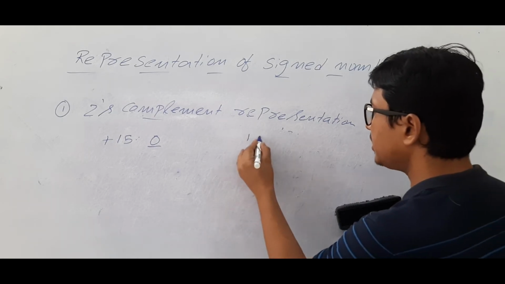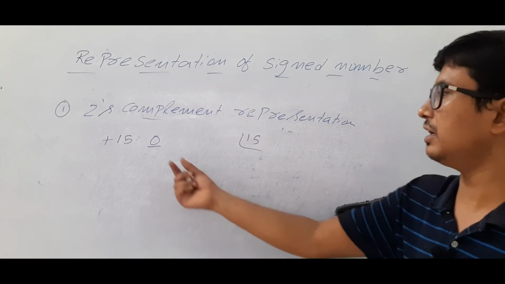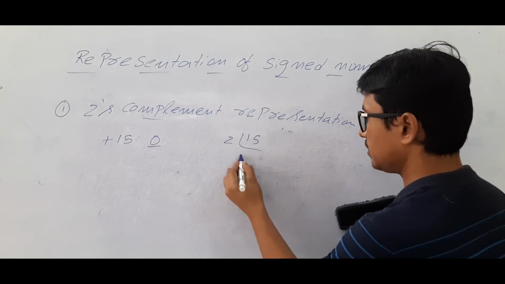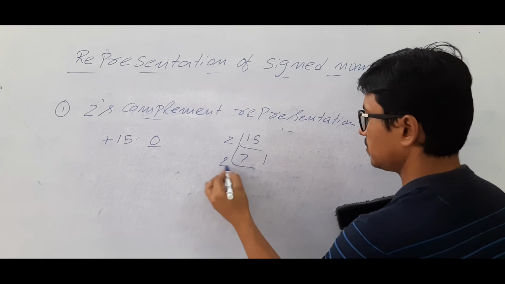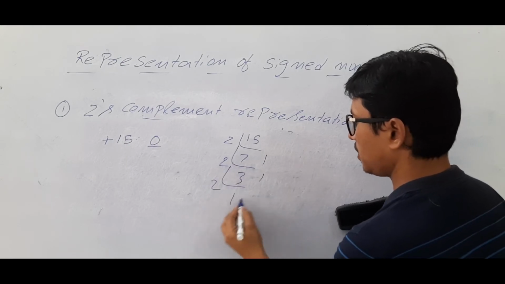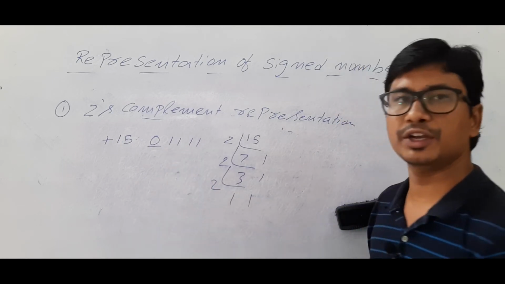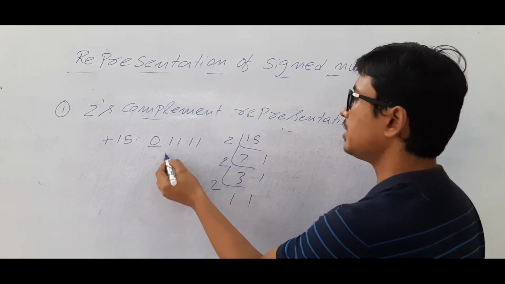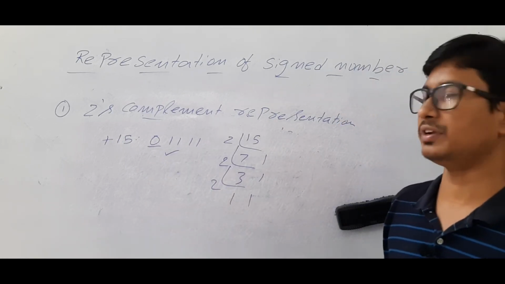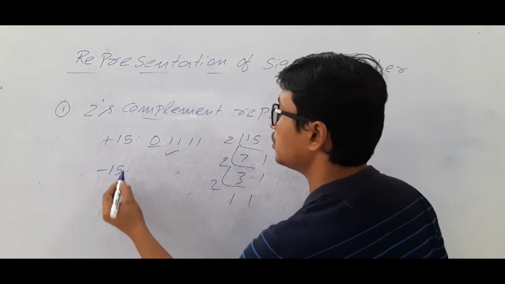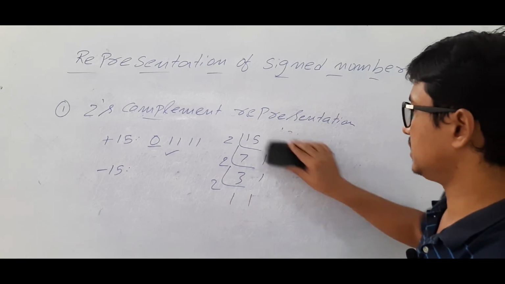Now the 15 I need to represent in binary form in the remaining bits. You will get 4 ones if I convert 15 into binary form. So this is the way we will represent plus 15. Now I want to represent minus 15 using the twos complement representation.